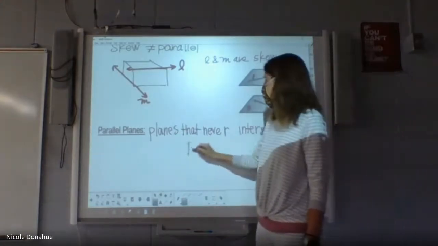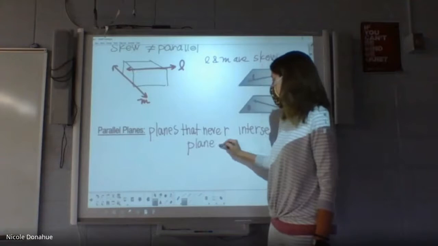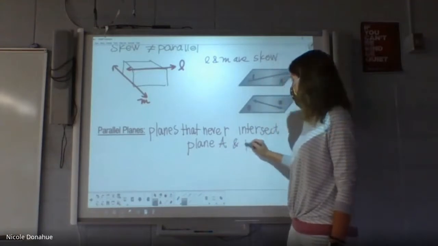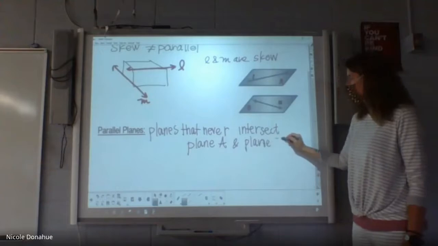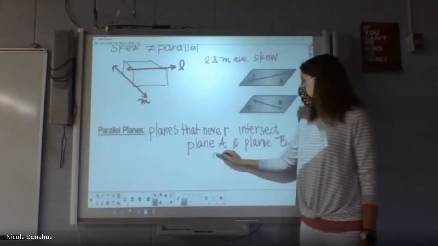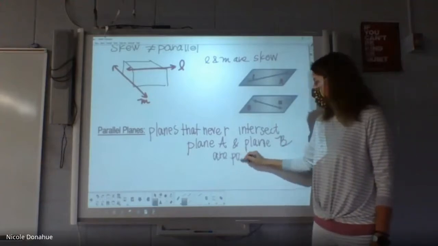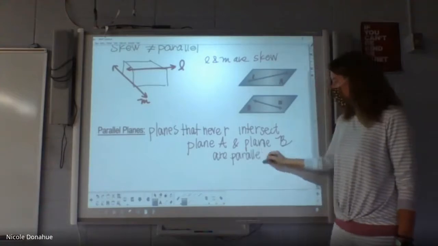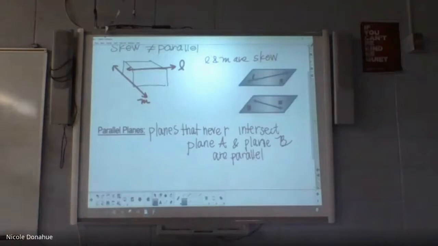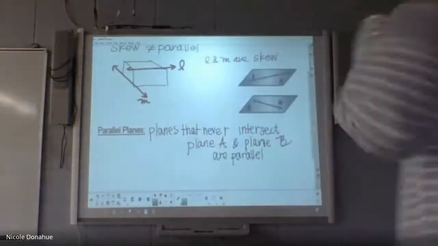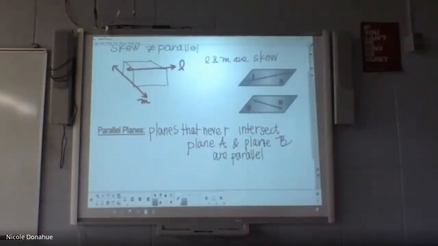So like plane A and plane B are parallel. So the top of a box and the bottom of the box, the front of the classroom, the back of the classroom. They never intersect. Keeping their social distance.